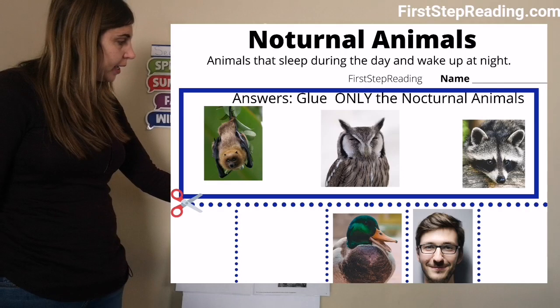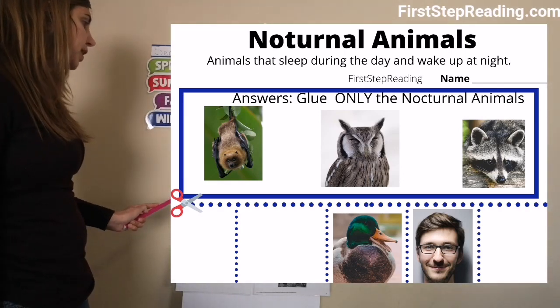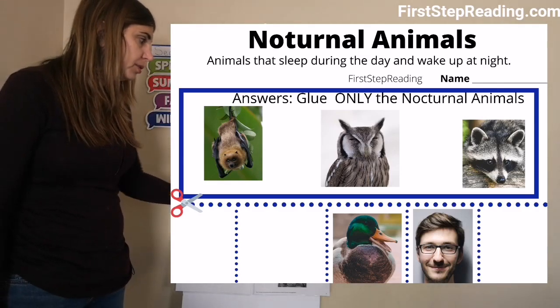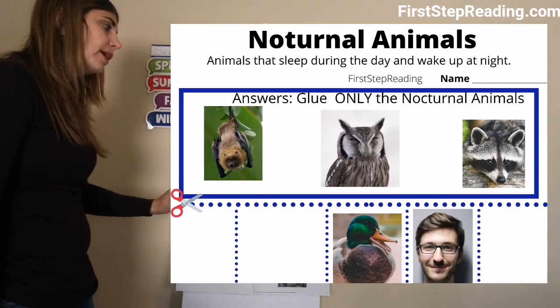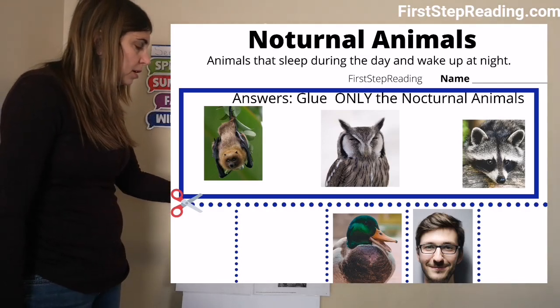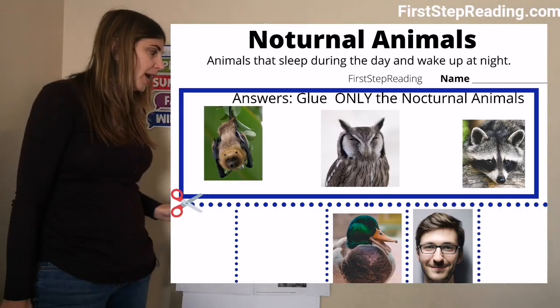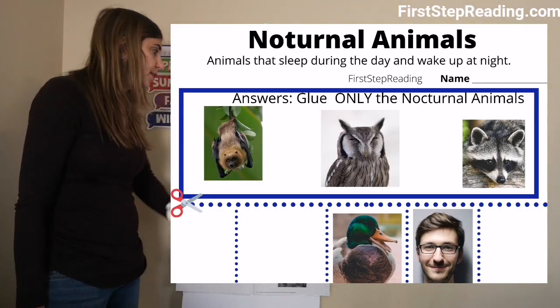And you can cut and paste and find the things that it mentions in the story that are nocturnal, and you can glue them in the box, and the rest you do not glue. Bats, owls, ducks, a duck, people, and raccoons. Which one did it mention in the story? And you can glue it on the paper.